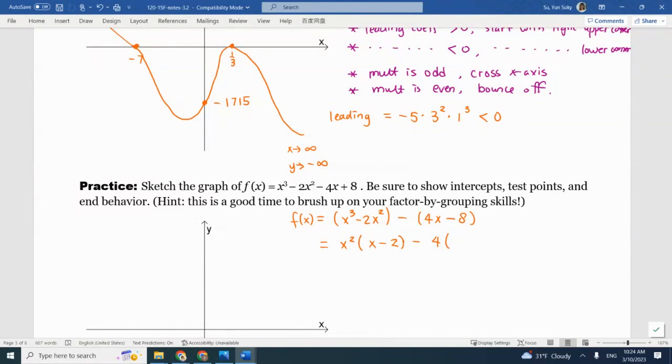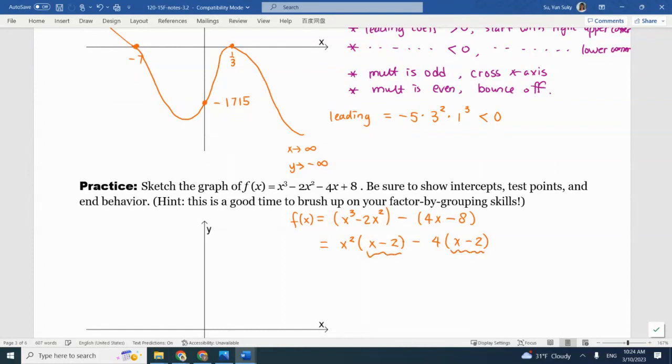So this term, 4 times x. You factor out the 4. What is left? x. Okay. 8 is 4 times what number? 8 is 4 times 2, right? 8 divided by 4 is 2. Right? 8 is 4 times 2. So you can factor out the 4, then we get the 2 left.